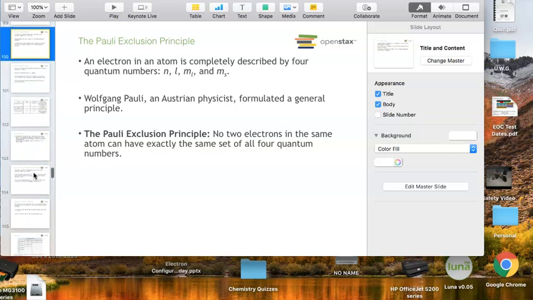All right, so we need to learn about the Pauli exclusion principle. We've already talked about the four quantum numbers n, l, m sub l, and m sub s. Wolfgang Pauli, an Austrian physicist, formulated a general principle, referred to as the Pauli exclusion principle. It says no two electrons in the same atom can have exactly the same set of all four quantum numbers.